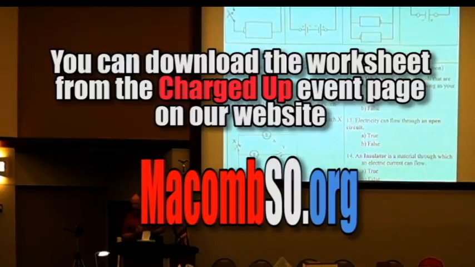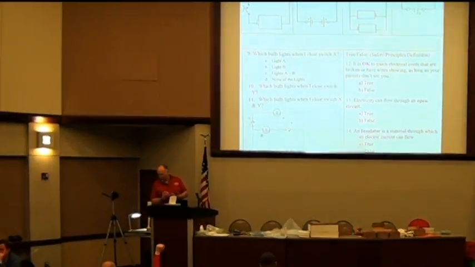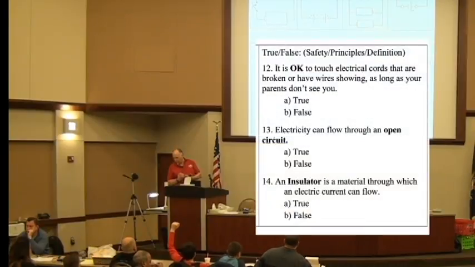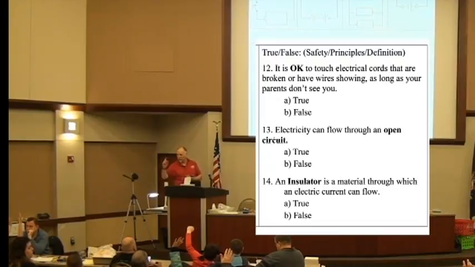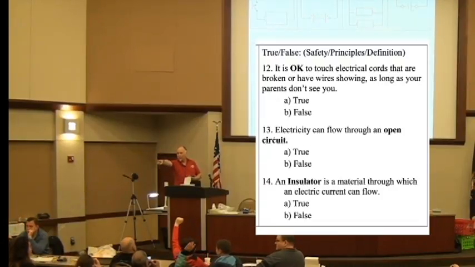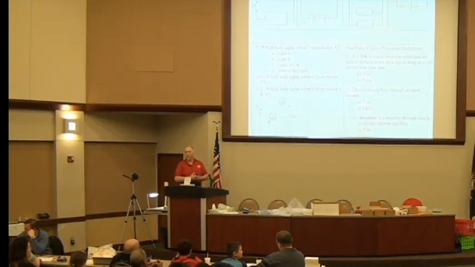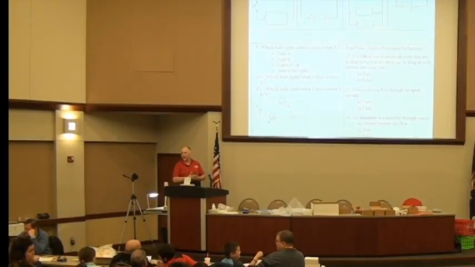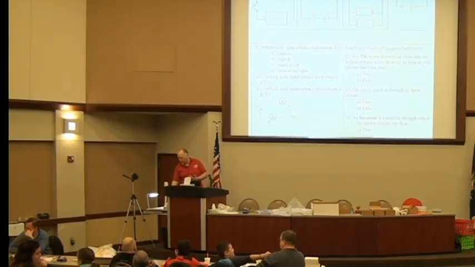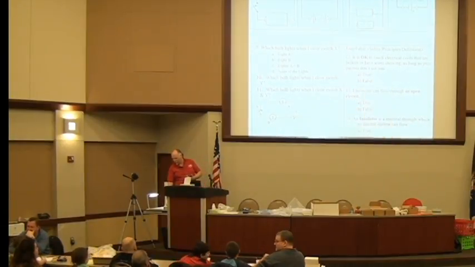So the question is, it is okay to touch electrical cords that are broken or have wires showing as long as your parents don't see you. False. The answer is false. You always want to stay away from broken wires, particularly wires in the house, because the voltage is so much higher. They're much more dangerous than the batteries that you're touching here with the electricity generated here. So that's going to be a safety question.